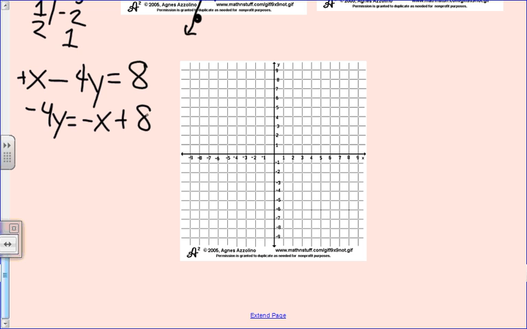X by itself. No, always y. Always y. That's why you're looking here. Okay, now what? That is all negative. Y equals positive x over 4 minus 2.